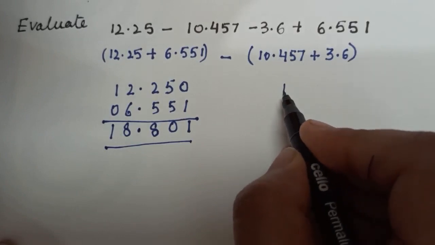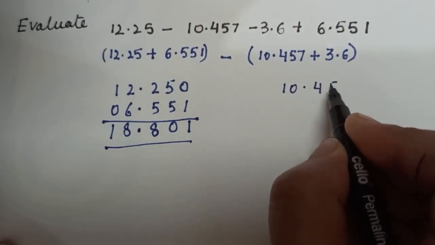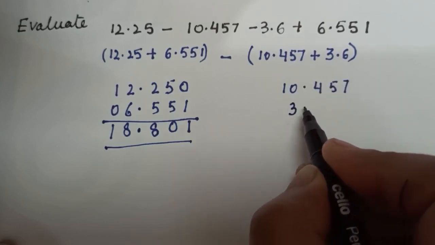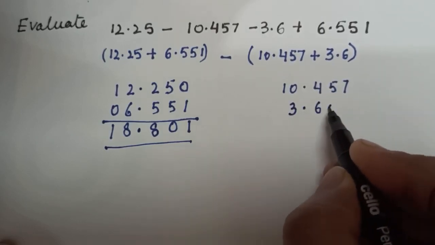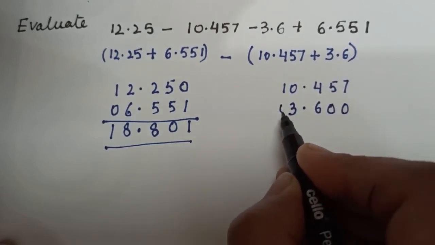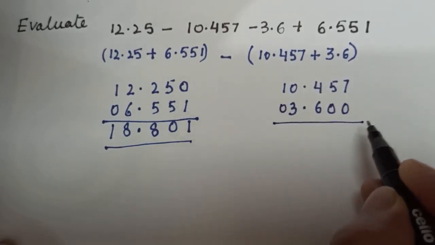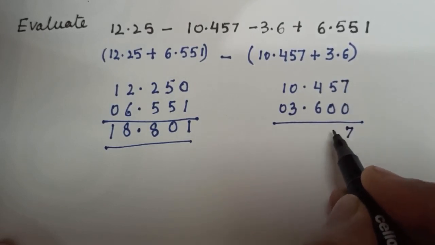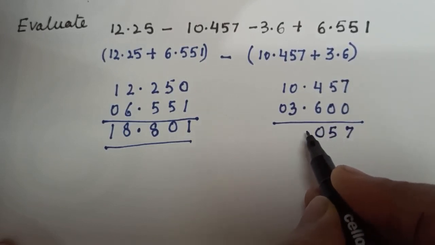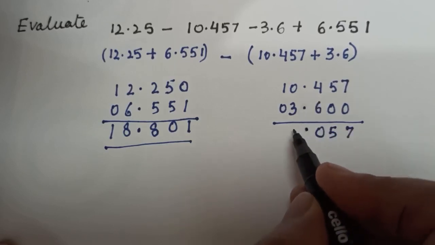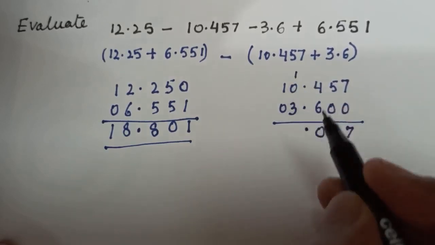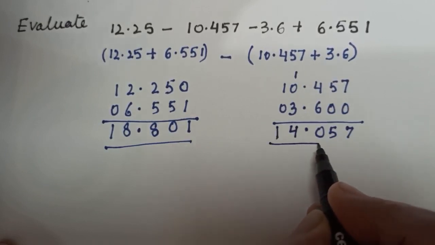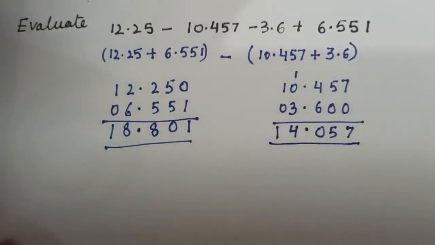So we get here 10.457. We have to write decimal below decimal, so we will write 3.6 here, and we are changing them to like decimals now. Now we will add them. So we get here 7, 0 is 7, 5, then 10, decimal at its own place, 3, 1 is here, so 3 and 1, 4. So this is the sum of these two numbers.